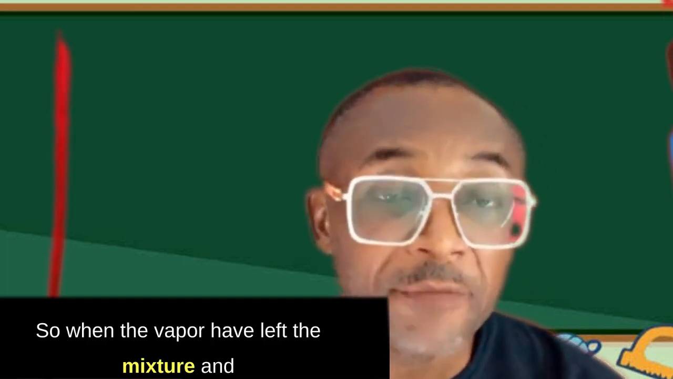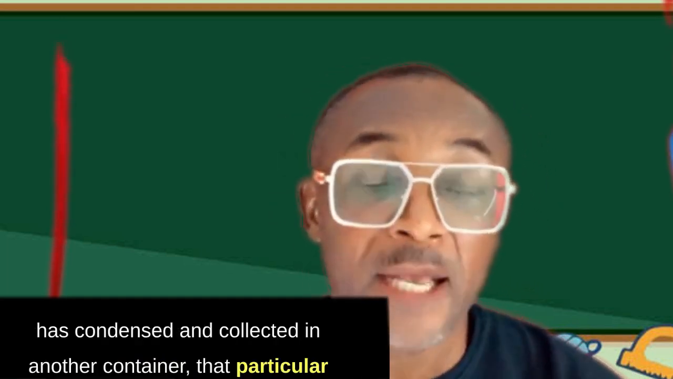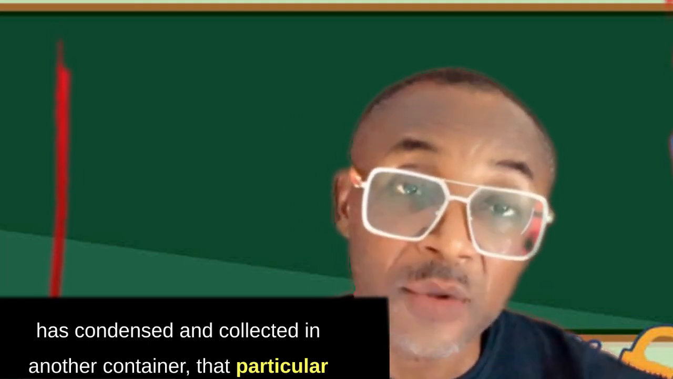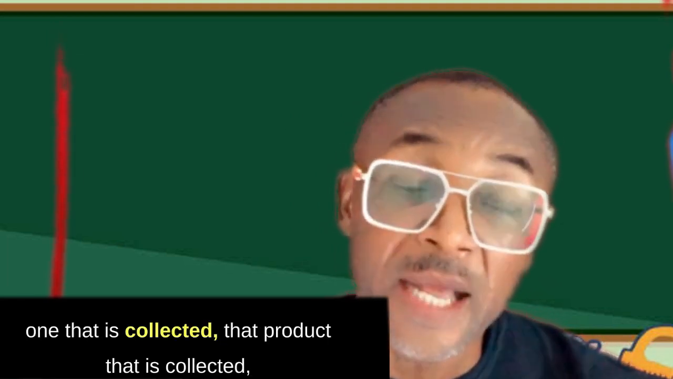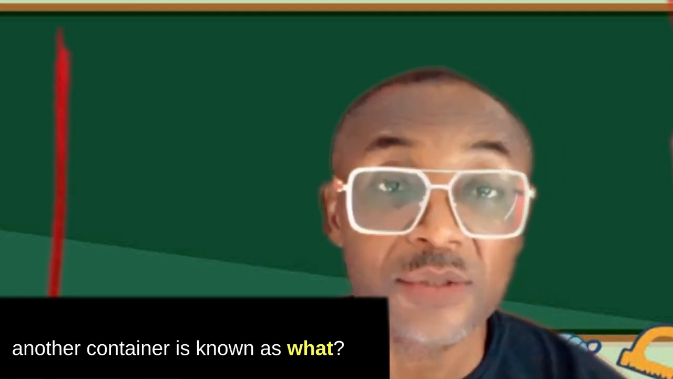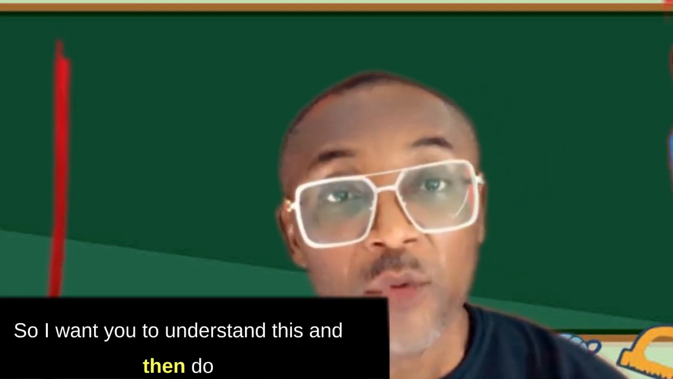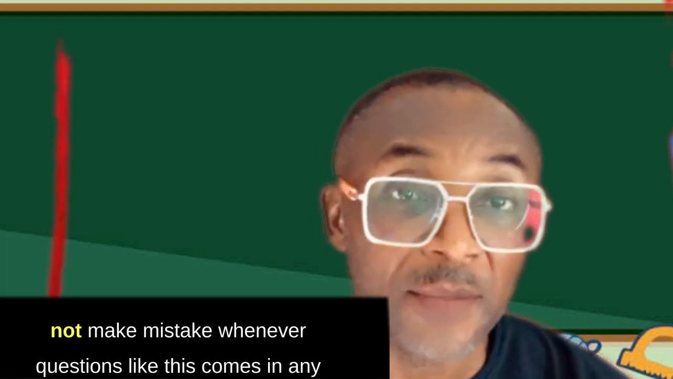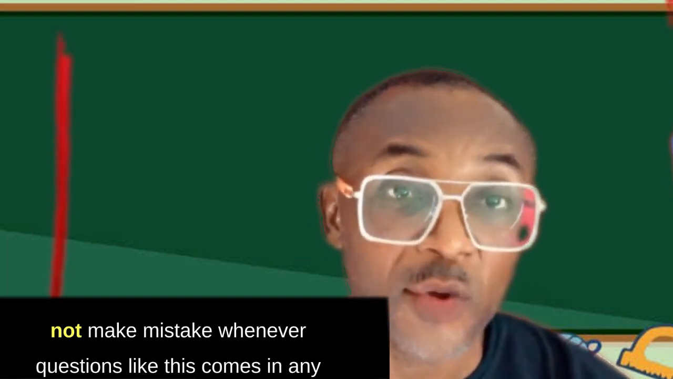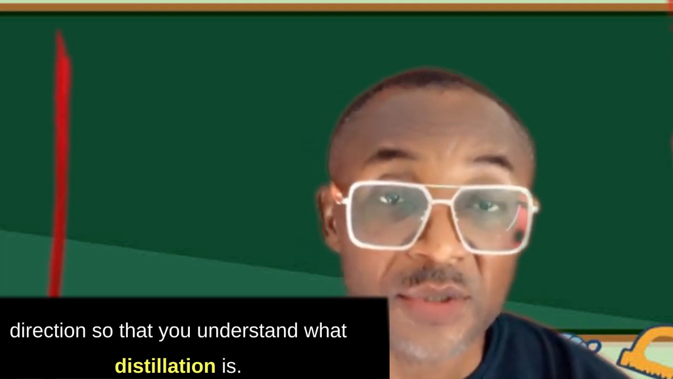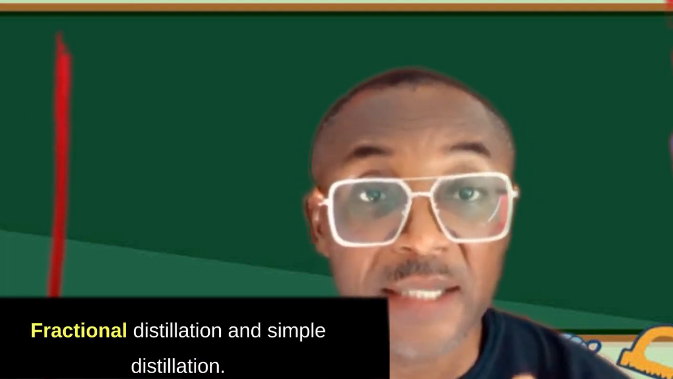So when the vapor has left the mixture, condensed and been collected in another container, that product that is collected is known as what? As the distillate. So I want you to understand this, and not make mistakes whenever questions like this come in any direction, so that you will understand what distillation, fractional distillation and simple distillation are.